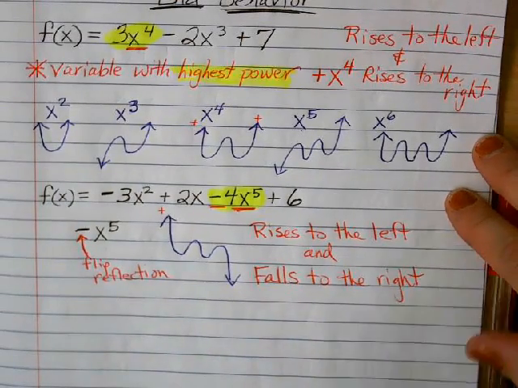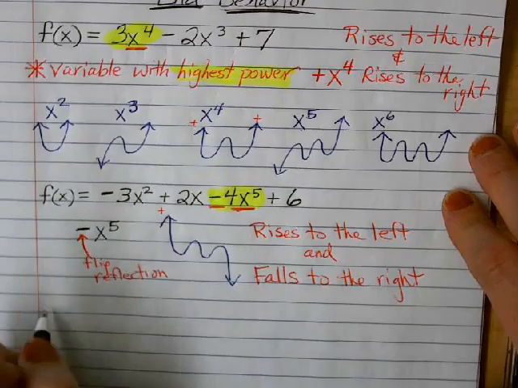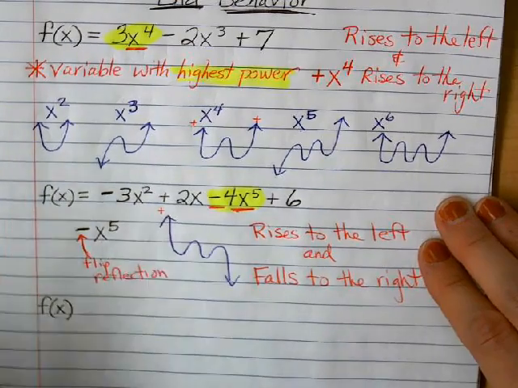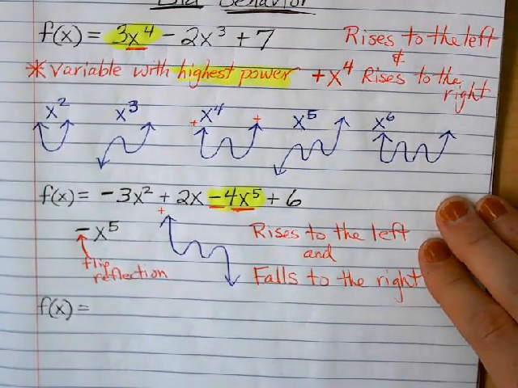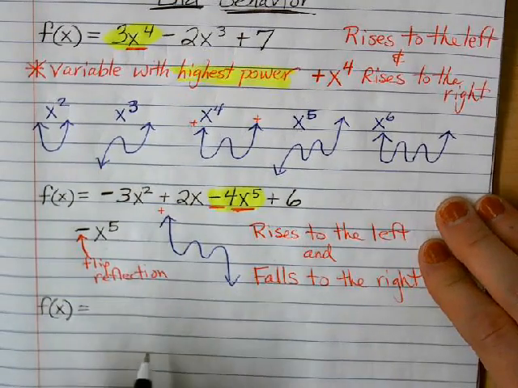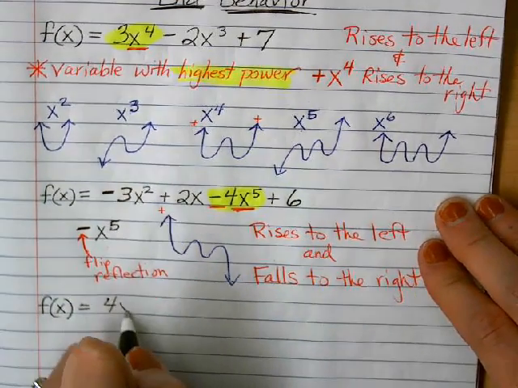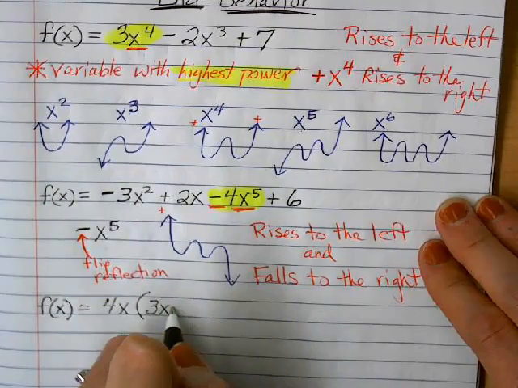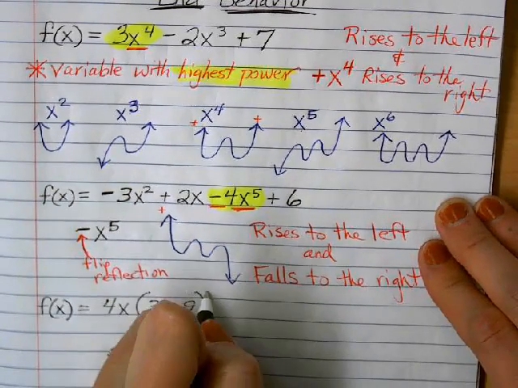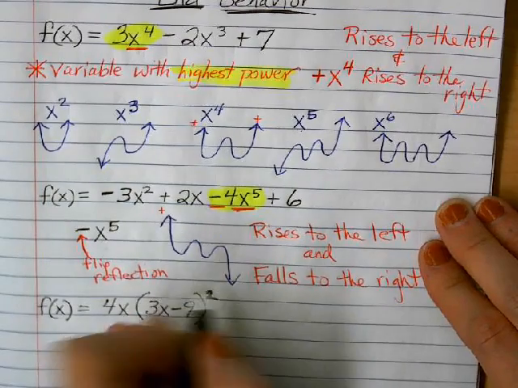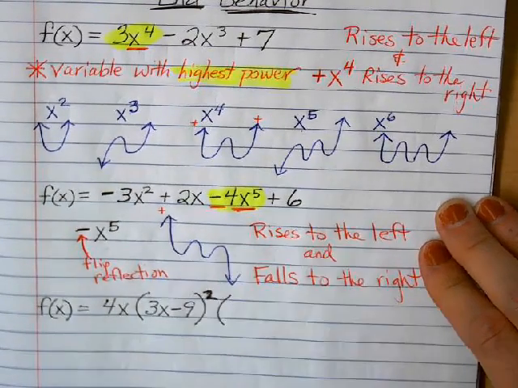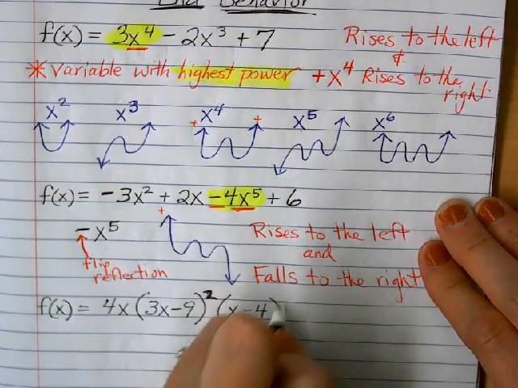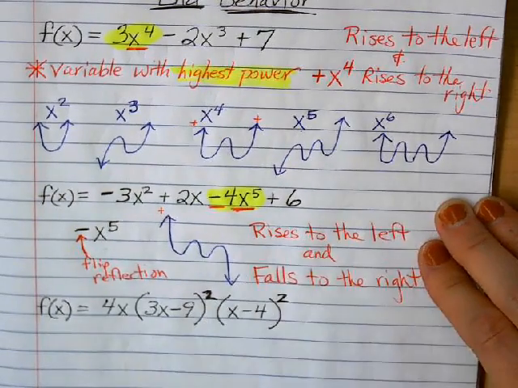And then I've got to show you one more, because sometimes the equations are presented to you in different ways. So let's try one that says 4x, parentheses 3x minus 9, squared, and then another parentheses, x minus 4, squared. Okay, this one's a little different.